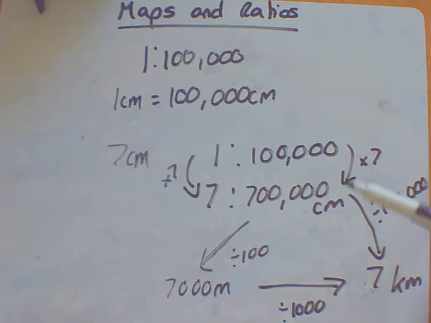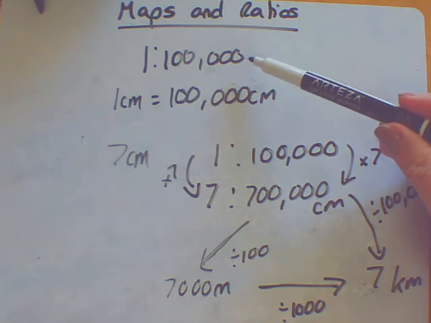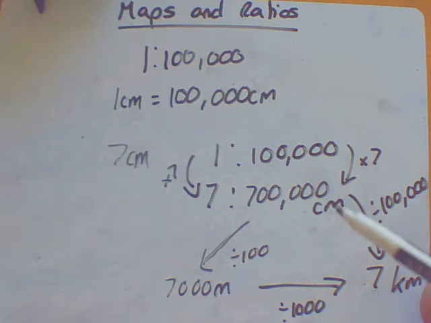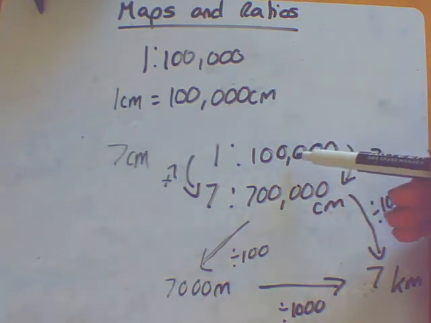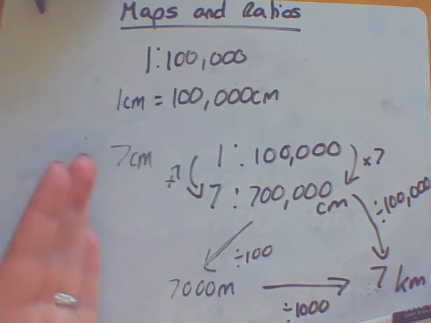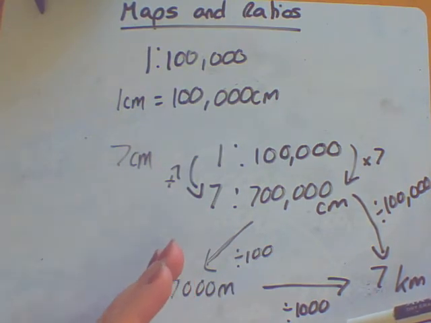Okay, so if this ratio up here said 25,000, then obviously you put 25,000 here and you scale it up. Okay, it's the same method regardless of what the number is. This could say 50,000. 50,000 would go here, and you carry on like you did before. So that is going from the map into the real world. The alternative is to go from the real world into the map scale, which is what we're going to look at next.